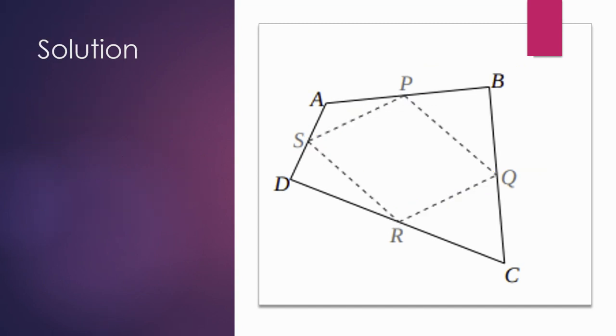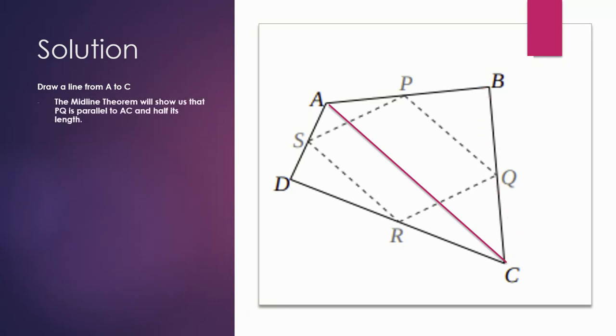Okay, so to begin, we can draw a line from A to C. So we can draw AC, which creates nice triangles such as triangle ABC and triangle CDA, where P is the midpoint of AB and Q is the midpoint of BC. So using the midline theorem, it will show us that PQ is parallel to AC and half the length.